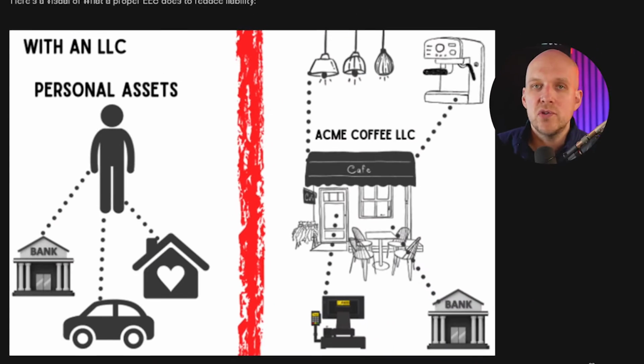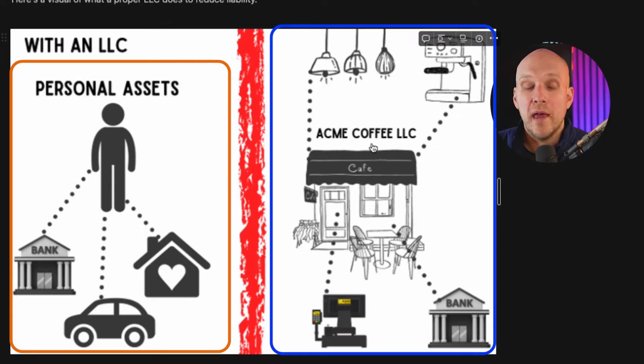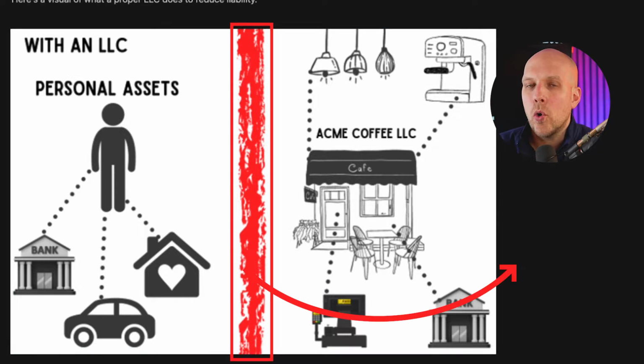Now, in another example, this is owning an LLC that owns the coffee shop. What you have here is your personal assets on the left-hand side: the bank account, home, car. And on the right-hand side, you have what's called Acme Coffee LLC, is what we're calling it, and that owns all these assets within the LLC. The important thing here, though, is this red division in the middle. This is called the corporate veil.